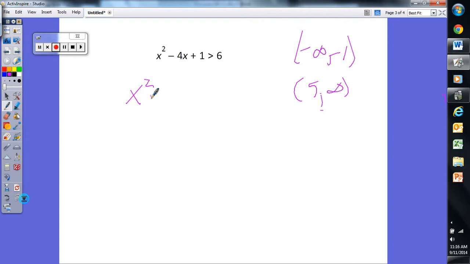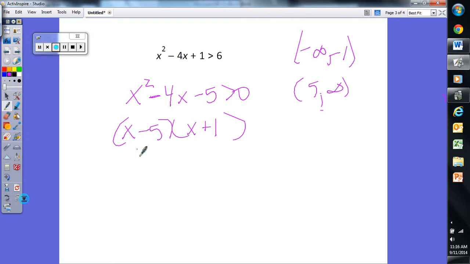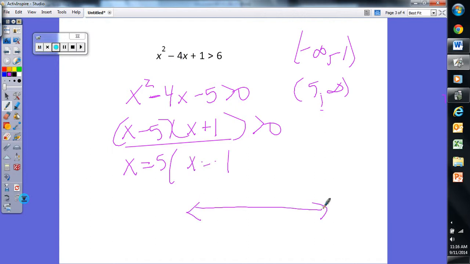So -6, factor, and then draw your t. So 5 and -1 are our points. And we are going to check -1 and 5. So let's try points -2, 0, and 6. Those are just in each section of that.